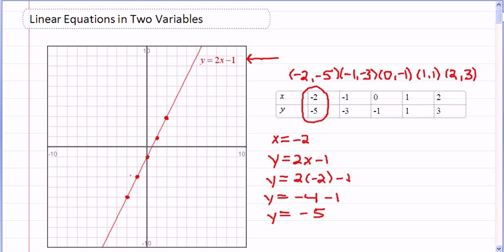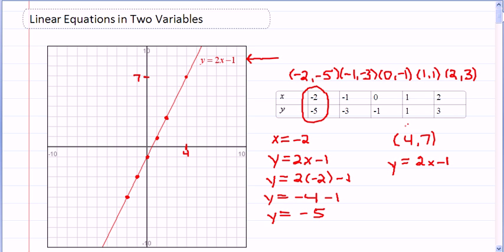So these are just 5 of the points that lie on this line, or that are solutions to the linear equation. This equation has other solutions. For example, this point right here lines up with this coordinate of x equals 4 and this coordinate of y equals 7. So to make sure that that's correct, let's take the point 4, 7 and write the linear equation y equals 2x minus 1.